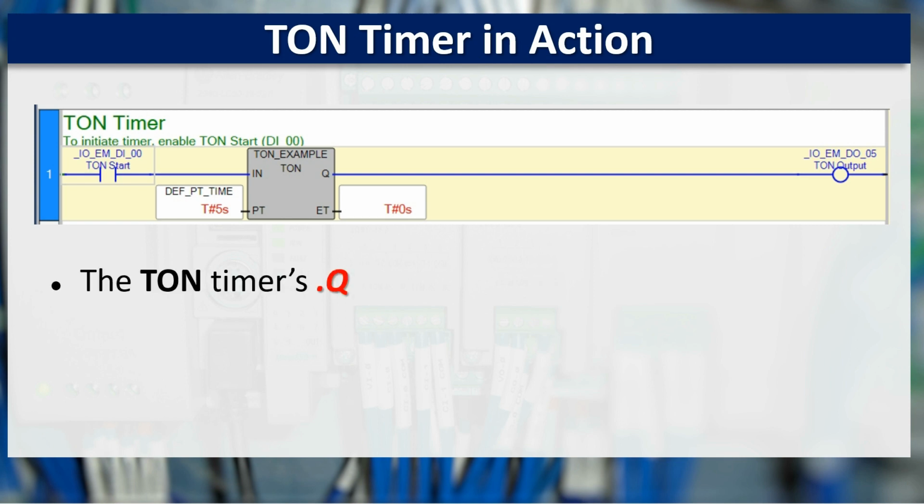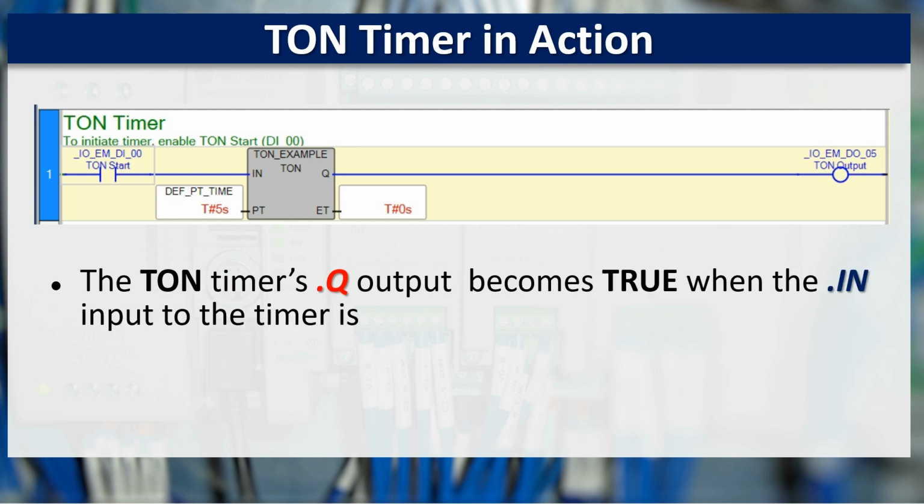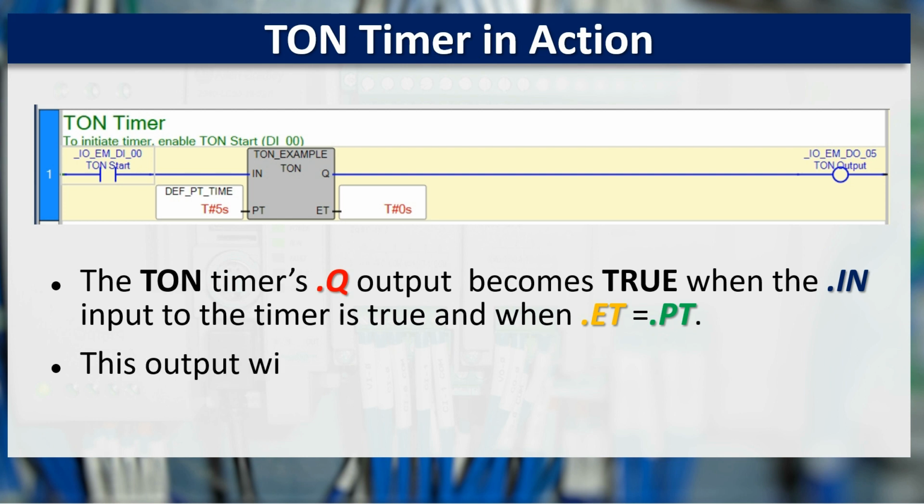So just remember, with a TON timer, the .Q output becomes true when the .IN input to the timer is true and when .ET equals .PT. This output will remain true as long as the .IN bit remains true.